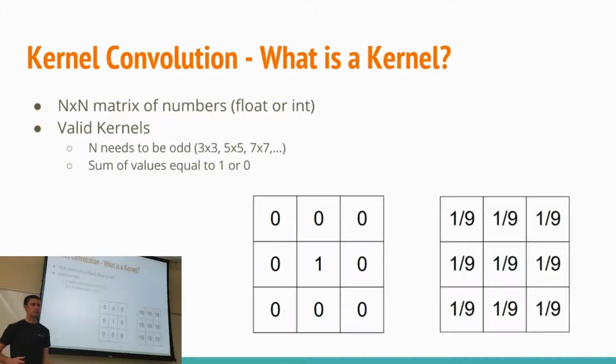But first we need to understand what a kernel is. Basically, all it is is an n by n matrix, so a square matrix whose width and height is an odd number. So in this case, we have 2 3x3 kernels. And this one right here is the identity kernel because it's only focusing on the center element in the matrix. And that one over there you can see has values of 1/9 for each of the values. And it's important that the sum of all of the values is either equal to 1 or 0, so that you don't mess with the overall magnitude of the values in your picture.